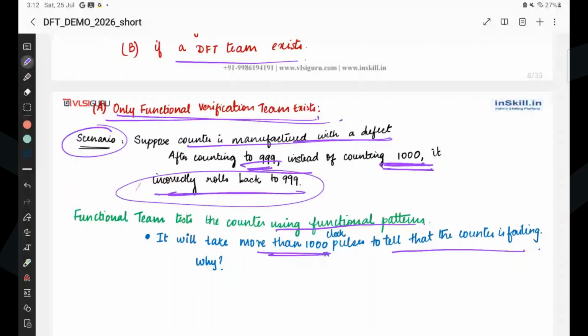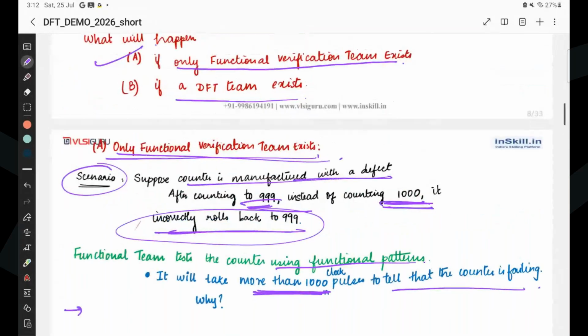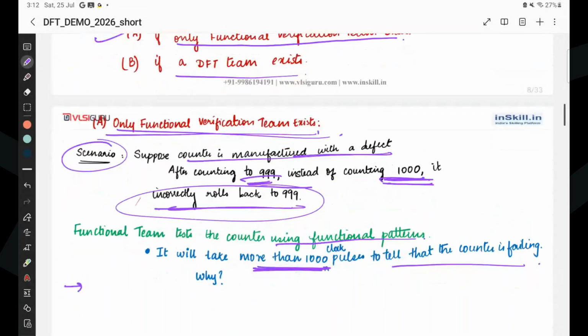Yes, correct. The functional verification team will be checking the functionality. I have written here that it will take more than 1000 clock pulses to tell that the counter is failing. The reason is the functional verification team will be checking the functionality. Functionality means, in this case, our design is a 10-bit counter.